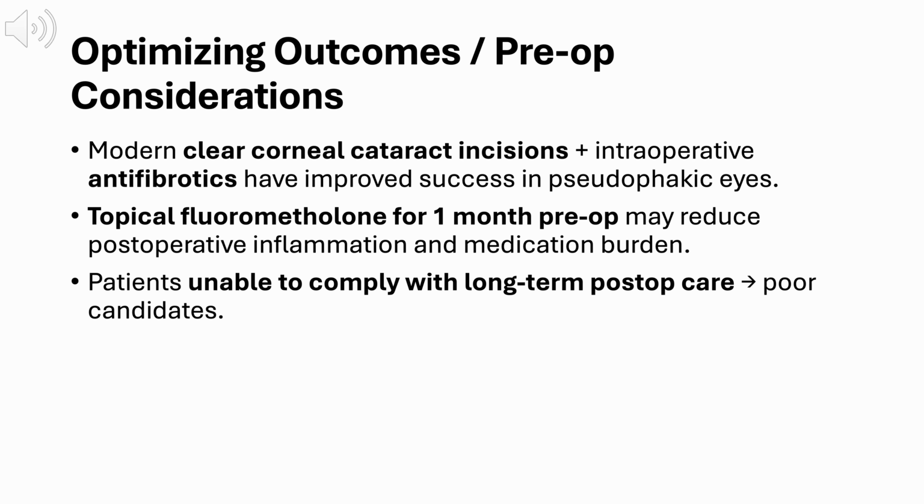Before committing to trabeculectomy, there are a few preoperative steps that can meaningfully improve outcomes. Modern clear corneal cataract incisions, combined with intraoperative antifibrotics, have helped reduce scarring in pseudophakic eyes, which historically had poorer surgical success. Some surgeons also use a month of topical fluorometholone preoperatively to quiet surface and anterior segment inflammation, which may lower the postoperative steroid load.